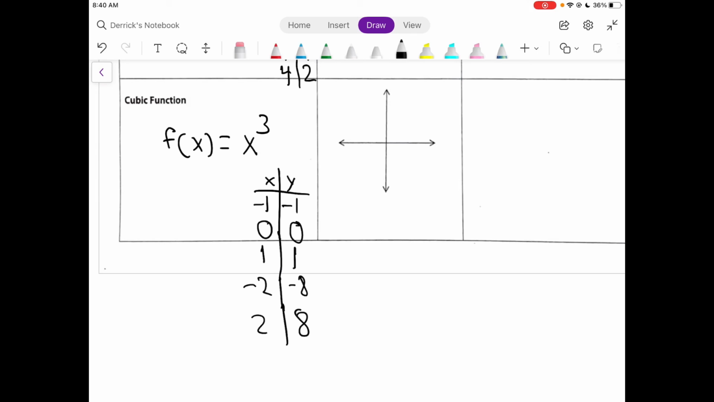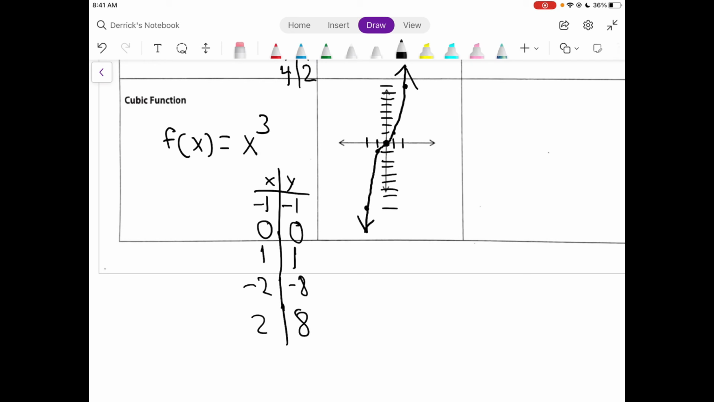So if we graph this, we've got a point at 0, 0, 1, 1, negative 1, negative 1, and then 2, 8, all the way up here roughly. Negative 2, negative 8, all the way down here. And so what we get is this, I guess, kind of sideways S type shape.